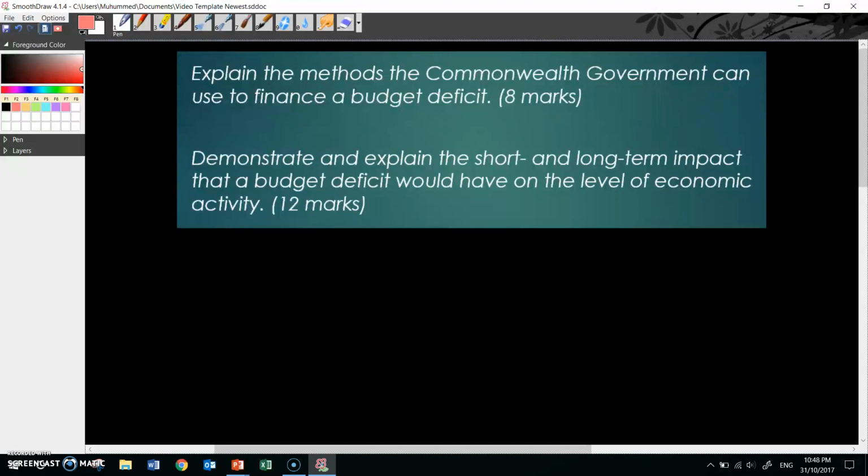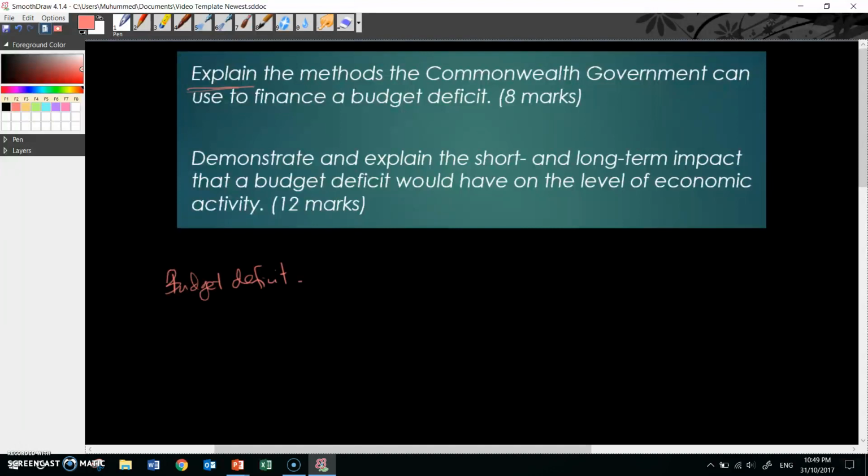If I look at the first question, explain the methods the Commonwealth Government can use to finance the budget deficit. Straight away, I see that the key question term is explain. So what I would need to do is mention how the government would finance a budget deficit. And we know that there are multiple ways to do that. So straight away, I would write down the key term, budget deficit.